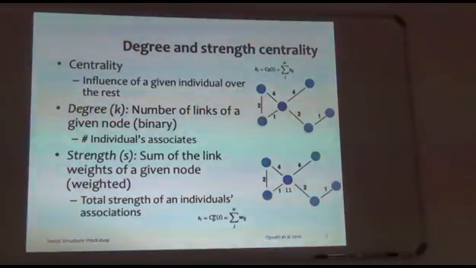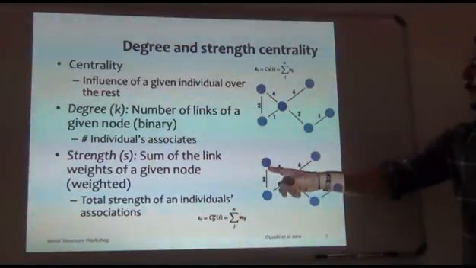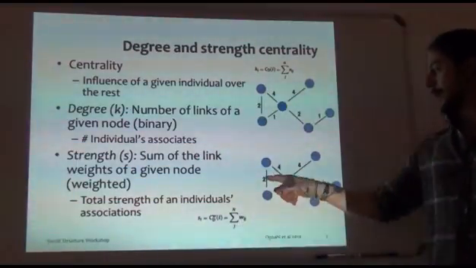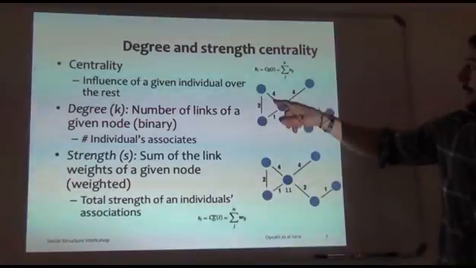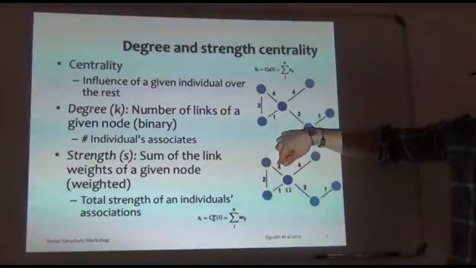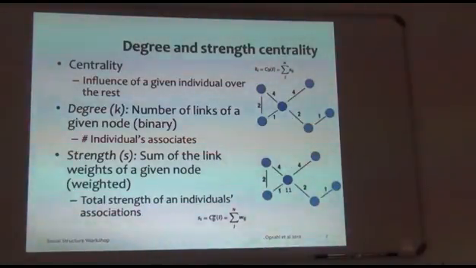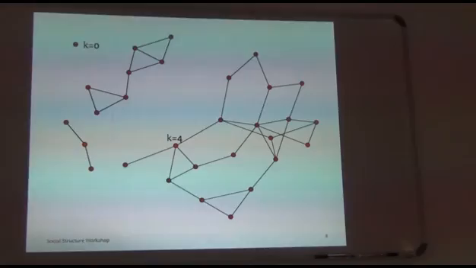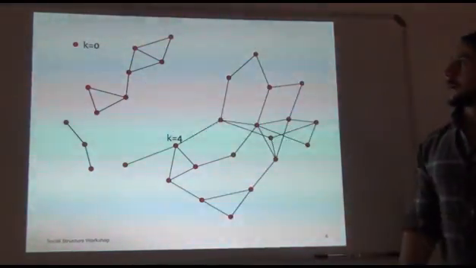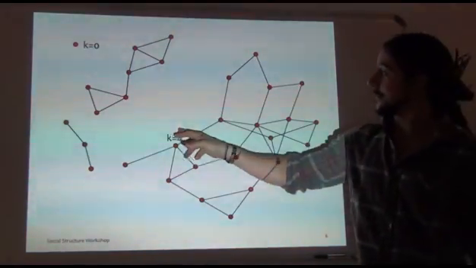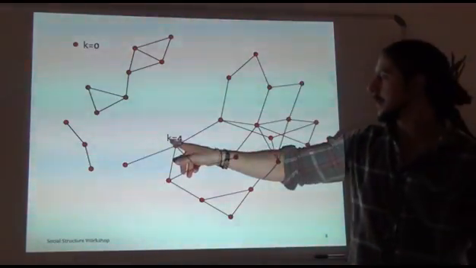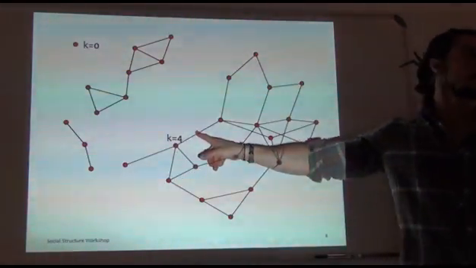And the strength takes into account the weight of these links. So it would be just the sum of the weights. The degree of this guy would be 2, but the strength would be 6. Good? Simple enough, right? Here is another example. The degree of this guy is 0, he has no connections. Sorry for him. And this guy, on the other hand, is part of the giant component of the network, and he has a degree of 4. 1, 2, 3, 4.